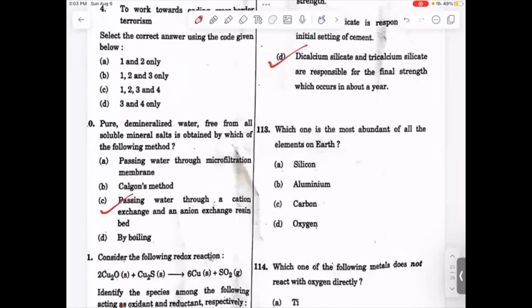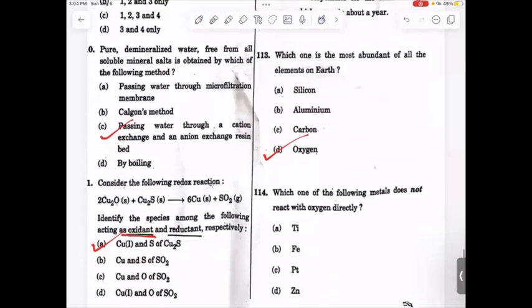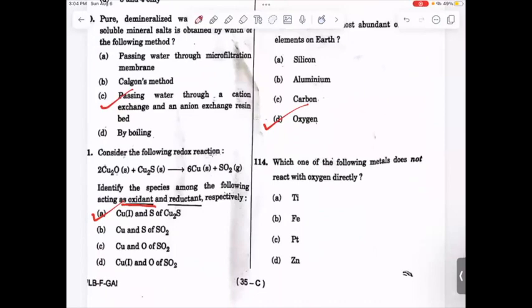Next question: which of the following gases is abundant on Earth? The element abundant on Earth. So it is oxygen. Among all elements, 49% oxygen is present. Next question, again a very general question. Which of the following does not react with oxygen? So see, the elements which are very least reactive, such as gold, silver, and platinum, they do not react. So answer is option C.